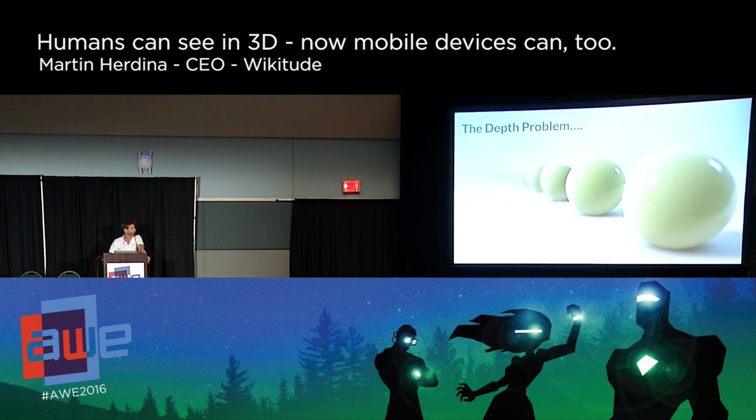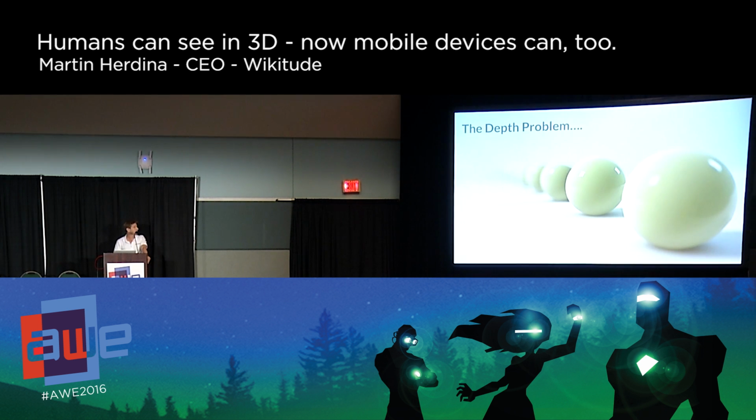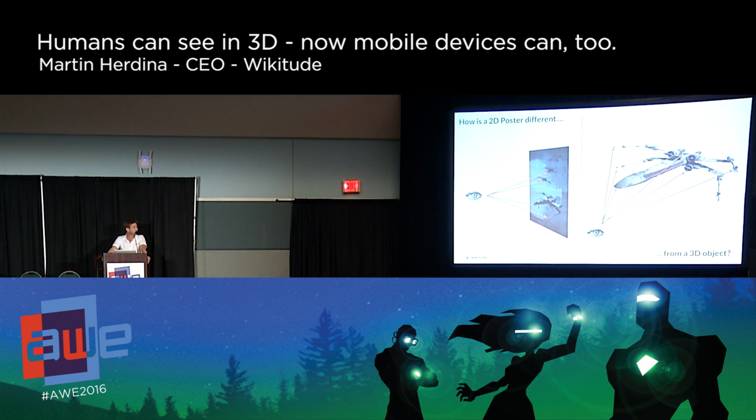But now back to my title. Humans can see in 3D. Let's take one step back. What does that mean? What is the key difference between a poster and this kind of Star Wars trooper? The main answer is depth, as I said earlier. It's all about depth. And this is exactly the key challenge for the human brain as well as for computer vision.